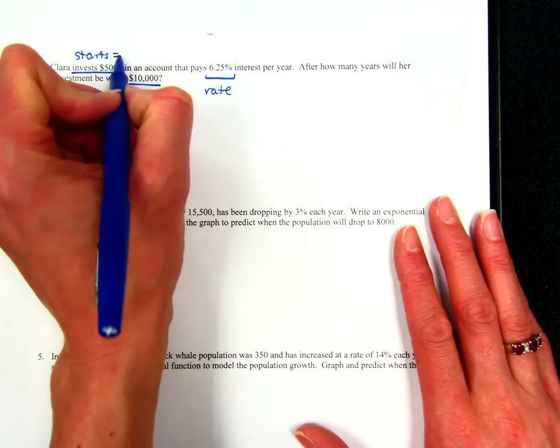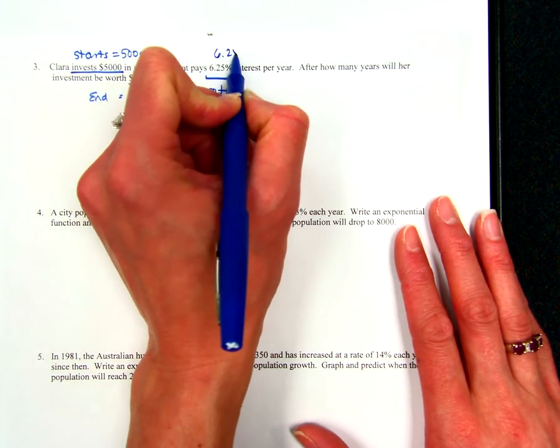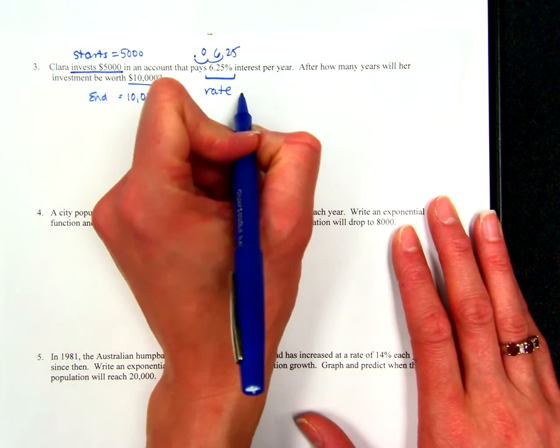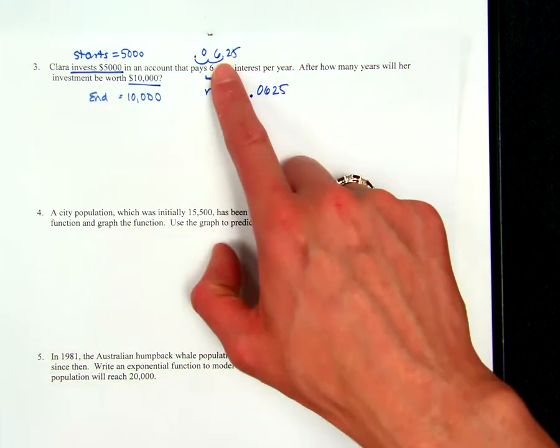All right, so starting is 5,000. This we need to change: 6.25. We need to move over 2 spaces so that we're looking at it as a decimal. So our rate is actually 0.0625. So make sure you look at this as a decimal.